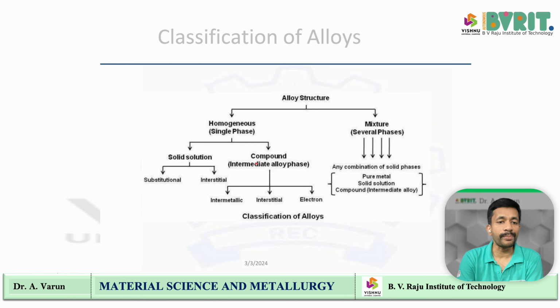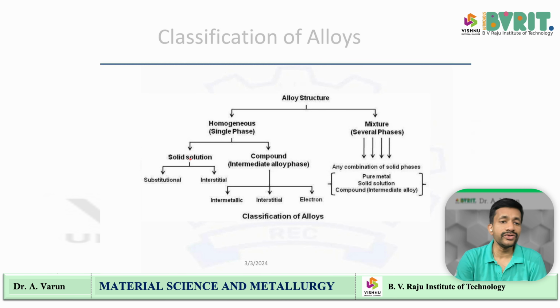Whereas in case of a compound, it is the intermediate alloy phase. Like we discussed in the previous slide, in the intermediate alloy phase, we have divergent properties which are dissimilar to that of A and B. So that AB, whatever product we got, will have distinguished or deviating properties from that of the parent element. Then it is called a compound.